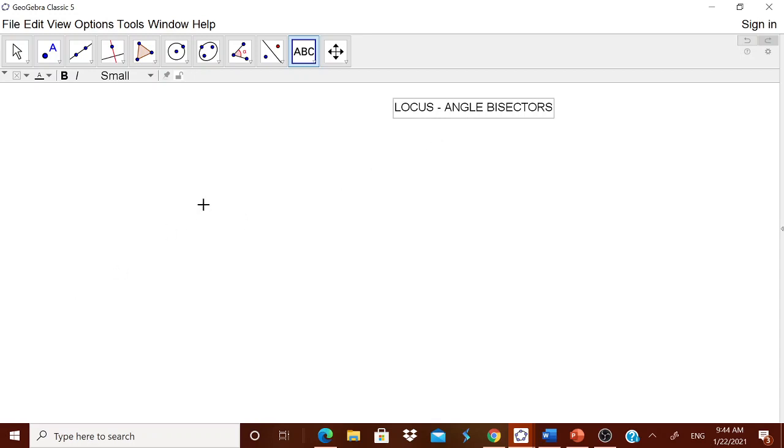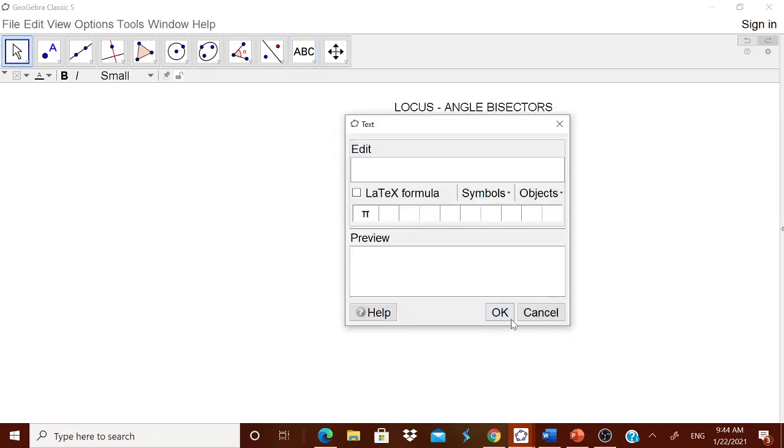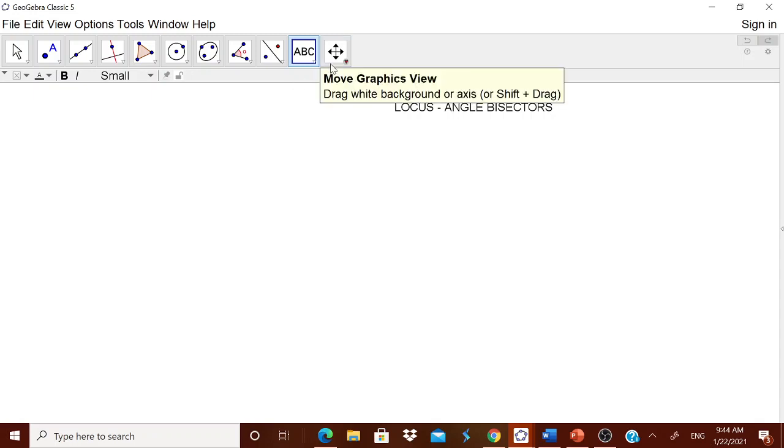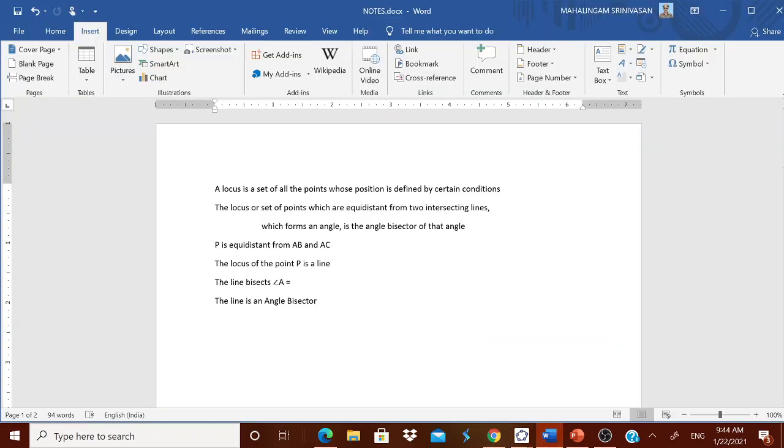And suppose when I move this here and there, this angle bisector also moves. Already I told you what you have to do. Right click and then absolute position on the screen. If you do it, then whenever you move this view, this locus angle bisector will be there only. Okay, well, now we will explain to the children what is a locus.